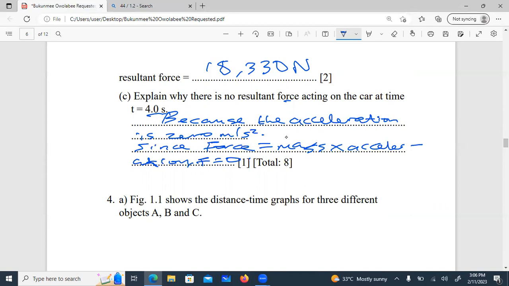This brings us to the end of these questions on motion. We will solve question number 4 till the last question in the next video.